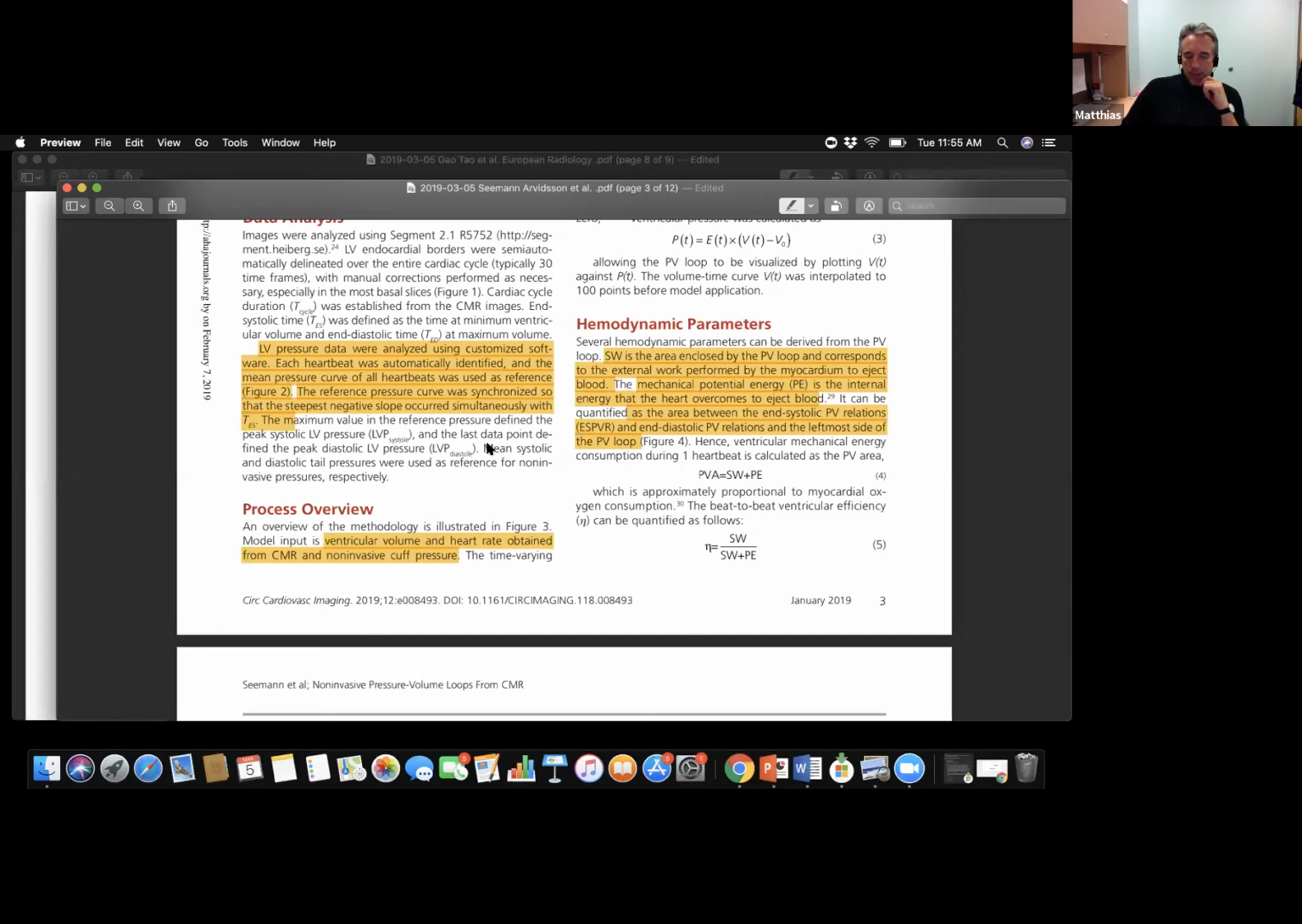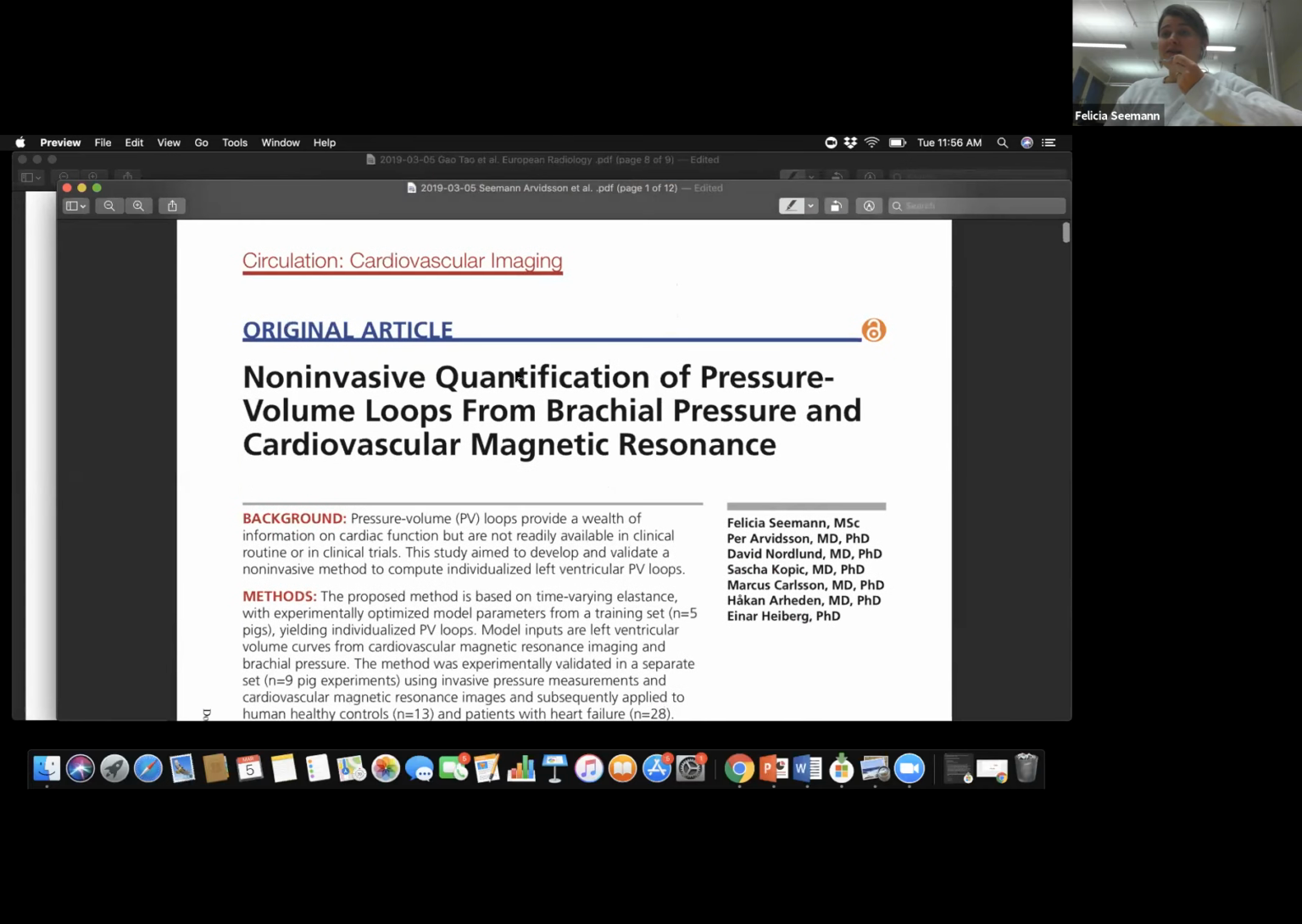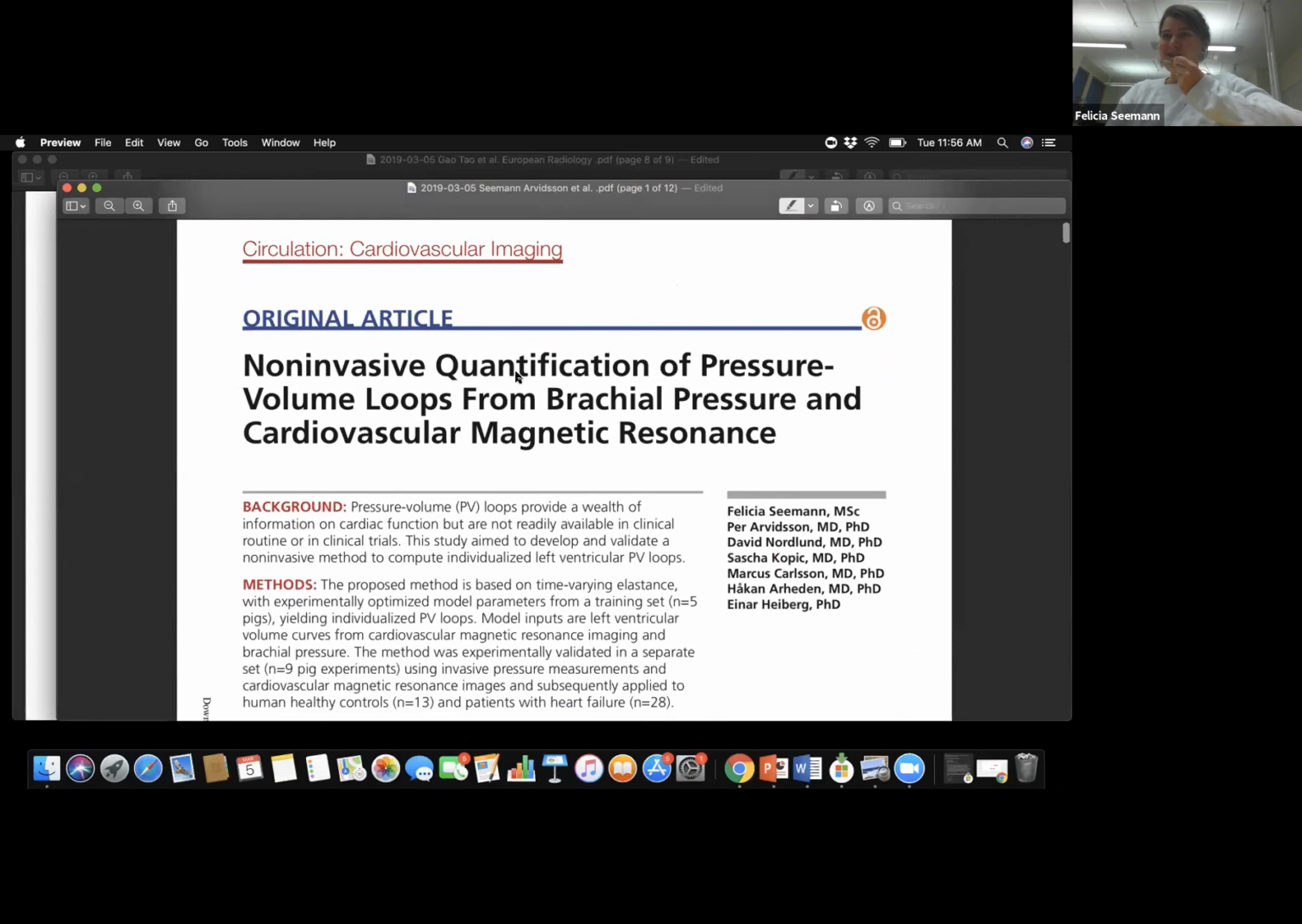As for the temporal resolution with CMR, which we need to get the whole time volume curve, I agree with the discussion on the previous paper that, of course, we have a better temporal resolution with echo, but we have other issues. So I think that we get the best possible volume estimation using CMR. We didn't do any comparisons with any other temporal resolution, so I can't really say if we would get a better pressure volume loop using that.